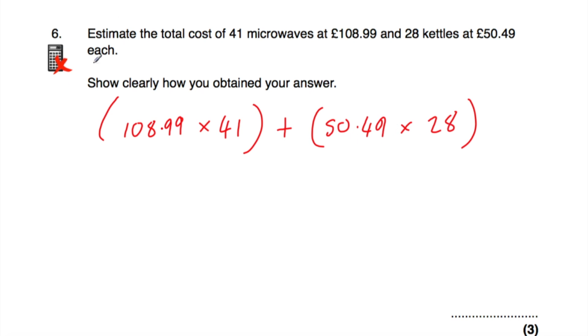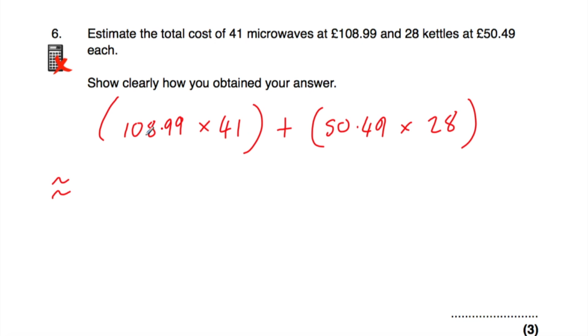Now, because this is an estimation question, what we're going to do is answer a non-calculator question. We're going to round these numbers. So the cost of a microwave is £108 and 99p. Actually, I could round down the cost of one microwave to £100 and round the 41 down to 40, but I think that would be quite a big underestimation because I'm rounding down the price of each microwave and I'm also rounding down the number of microwaves.